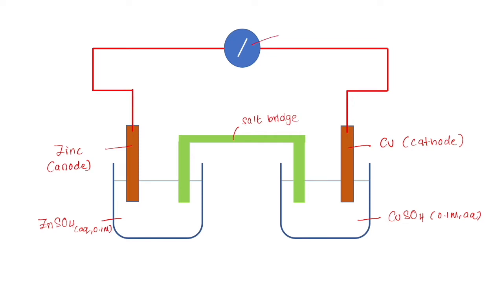Dan ini adalah voltmeter. Tetapi make sure awak jangan tulis voltmeter V, okay? Untuk label awak buat seperti ini. Bermaksud voltmeter awak ada bacaan. Alright, so ini adalah lukisan untuk sel awak. Now let's take a look at the data.